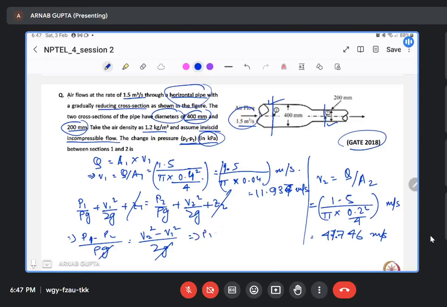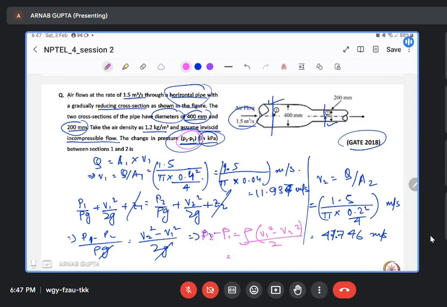So from here you will get P1. Okay, so the question has asked you P2 minus P1. So these things you need to be careful about. So P2 minus P1, final pressure minus initial pressure, will be rho into V1 square minus V2 square divided by 2.